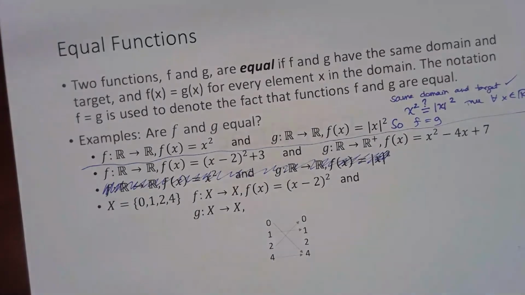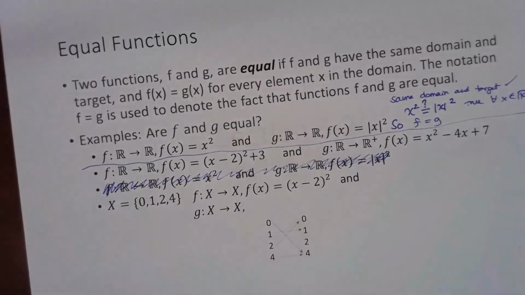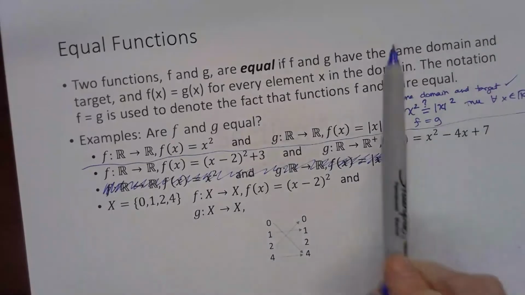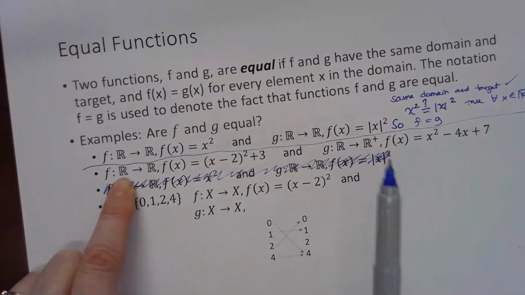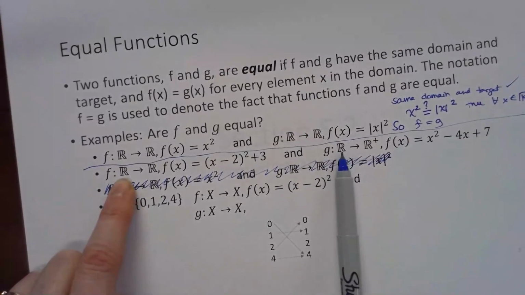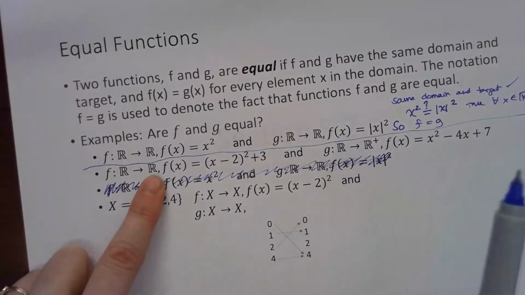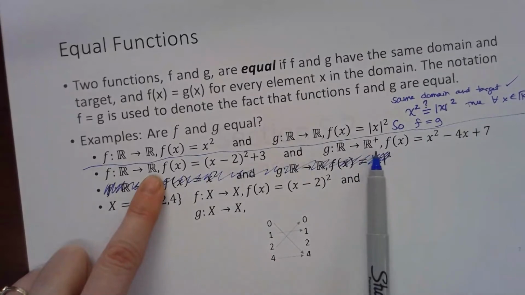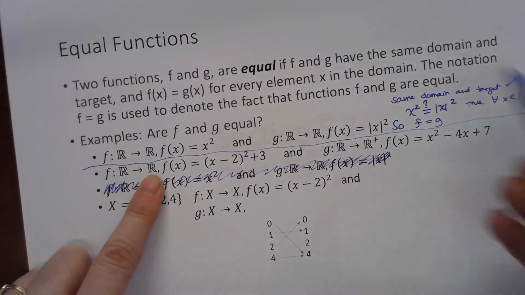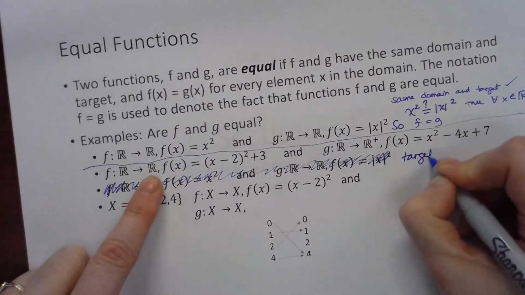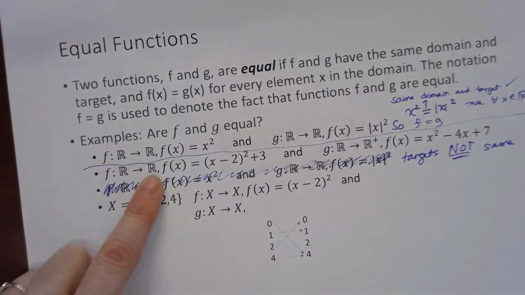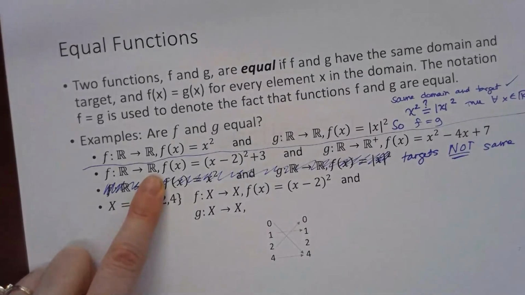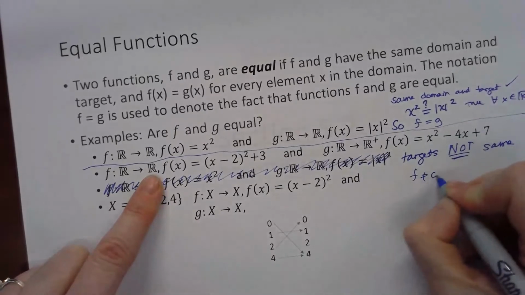Okay. So let's look at this one. The first thing to check is, do they have the same domain and target? Domain, real numbers. Domain, real numbers. Look at the targets, real numbers. This one is positive real numbers. They don't have the same target. So at this point, you can say, all right, the functions aren't the same.